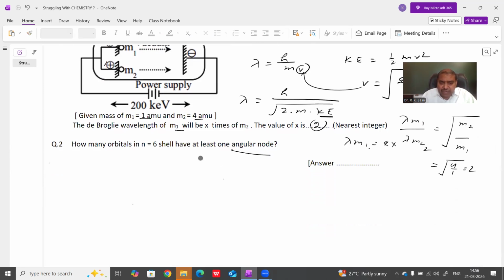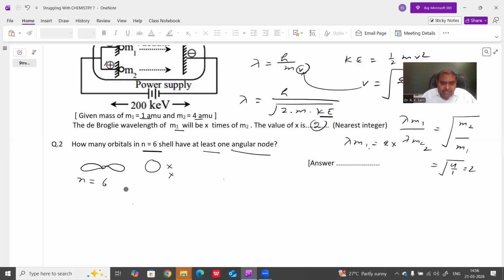I should explain. An angular node is a point at which the lobes of an orbital are joined, or we can say it is a point at which the probability of finding the electron is almost 0. As an s orbital is spherical, it has no angular node because no lobes are there in its structure. First, we find the number of subshells, then the number of orbitals in which at least one angular node is there.